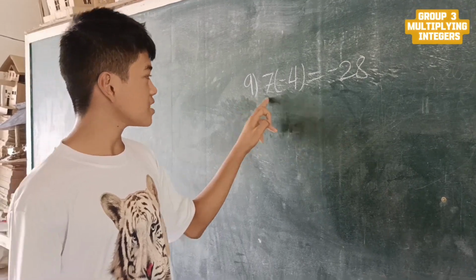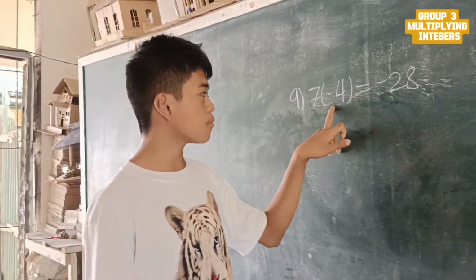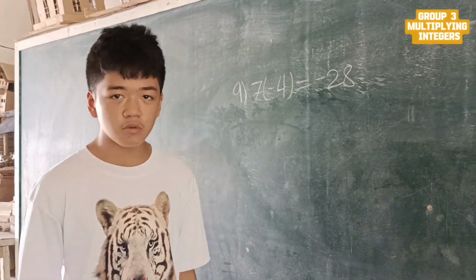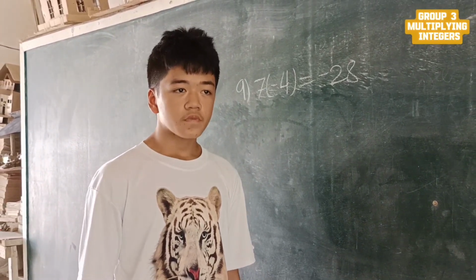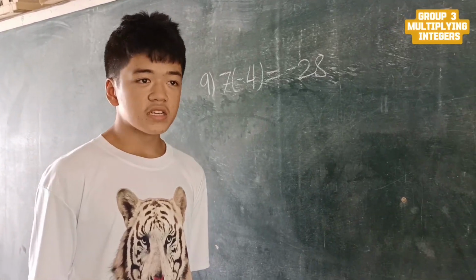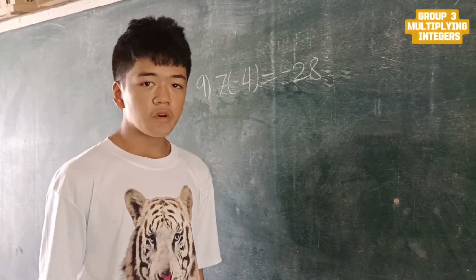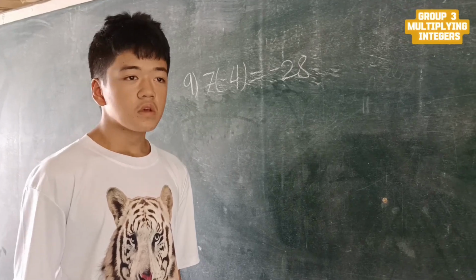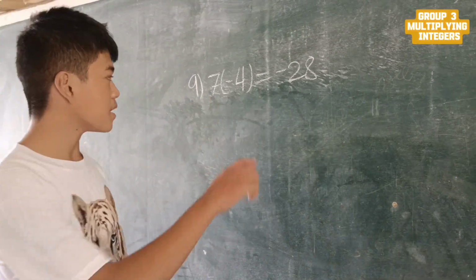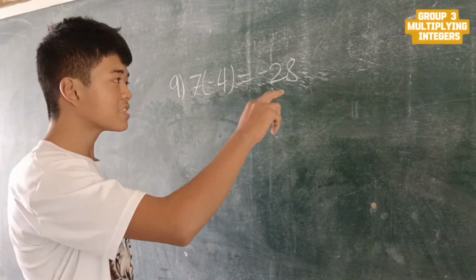Example number 9. Positive 7 multiplied by negative 4 is equal to negative 28. If one number has a different sign, we will follow rule number 2. Positive multiplied by negative, the product is always negative. Therefore, positive 7 multiplied by negative 4 is equal to negative 28.